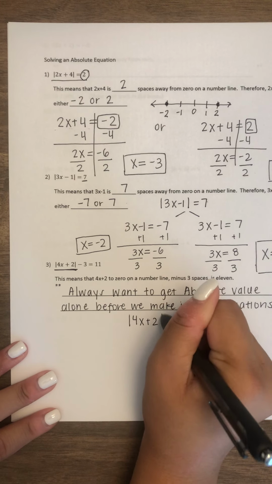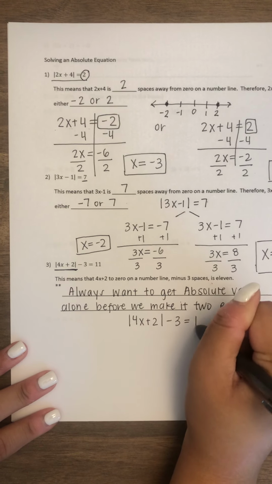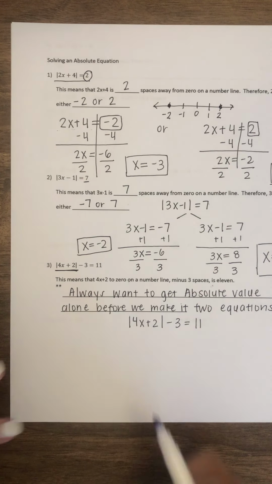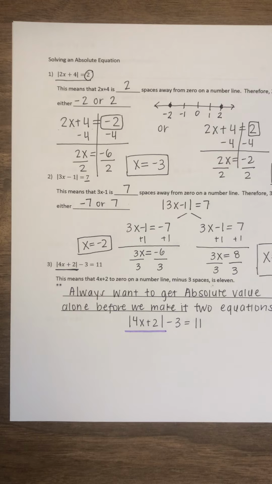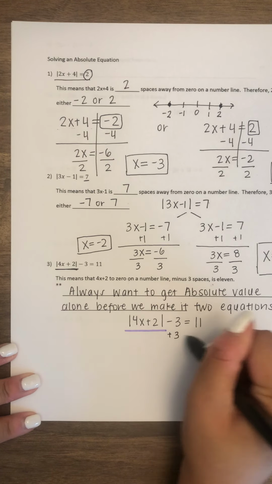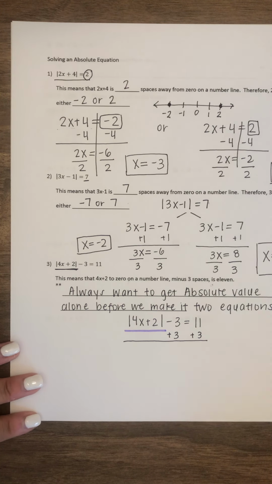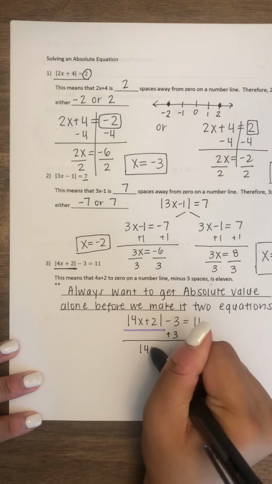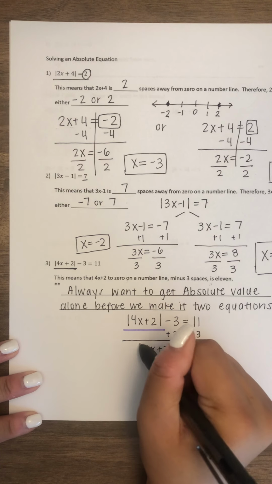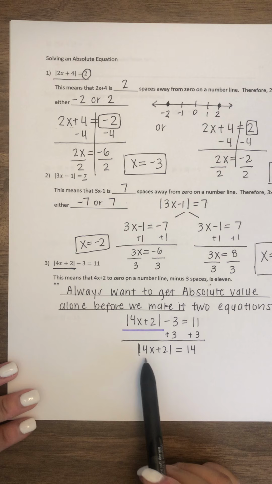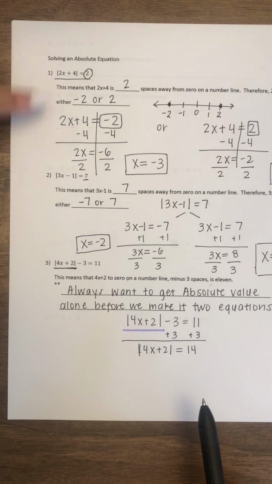4x plus 2 minus 3 equals 11. So it's kind of like we are isolating our absolute value. And to do that, I'm going to go ahead and add 3 to both sides, just like we've been isolating all of our other variables. And now we are left with our absolute value all alone on one side, and 11 plus 3 gives us 14.